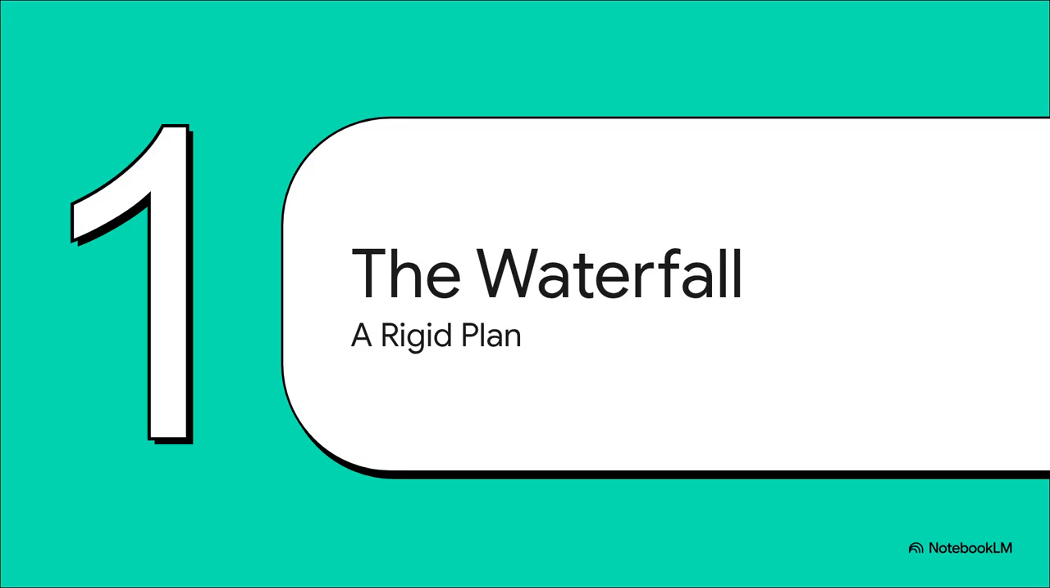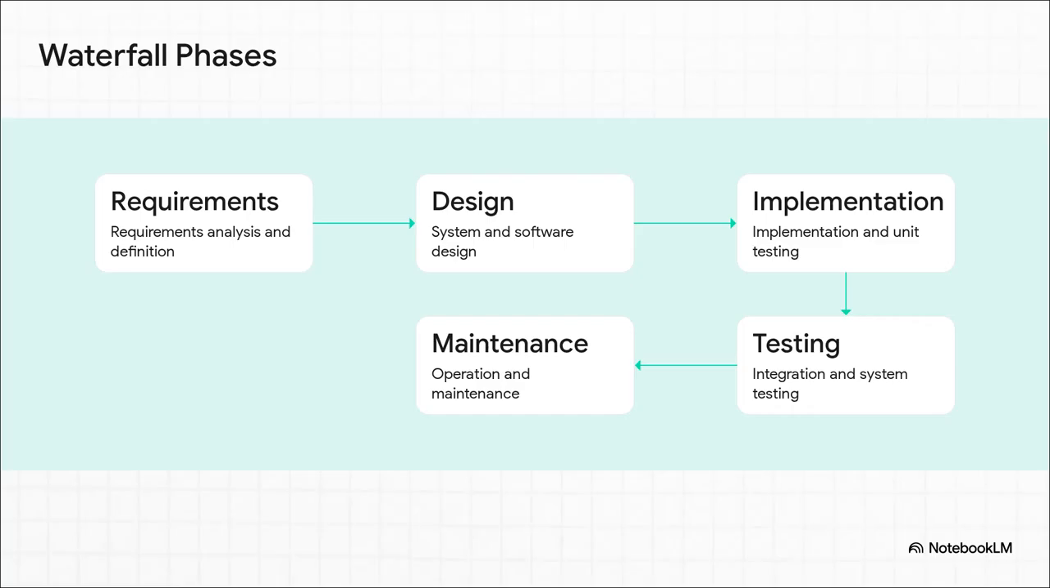So, let's start with the granddaddy of them all, the original blueprint, the waterfall model. If you want to see a plan-driven philosophy in its purest form, this is it. The name really tells you everything you need to know. The whole process flows downwards, just like a waterfall, one distinct phase at a time. You start with requirements, then design, then implementation, and so on. And here's the golden rule. You cannot start the next phase until the one before it is 100% complete. It's very disciplined, very structured.